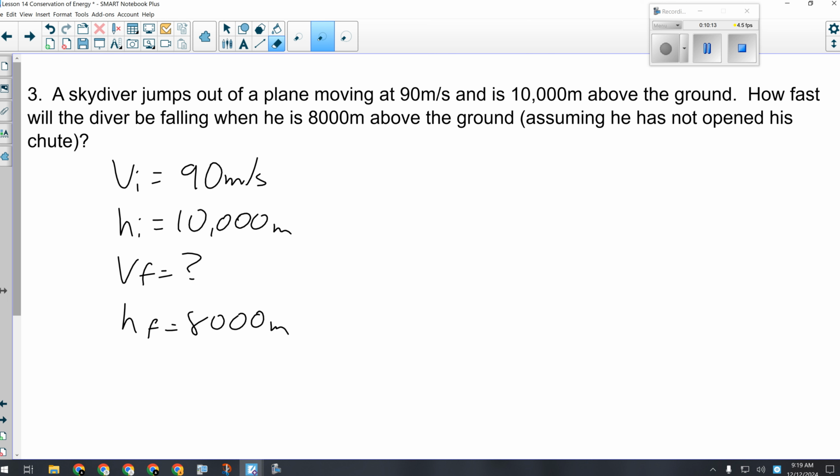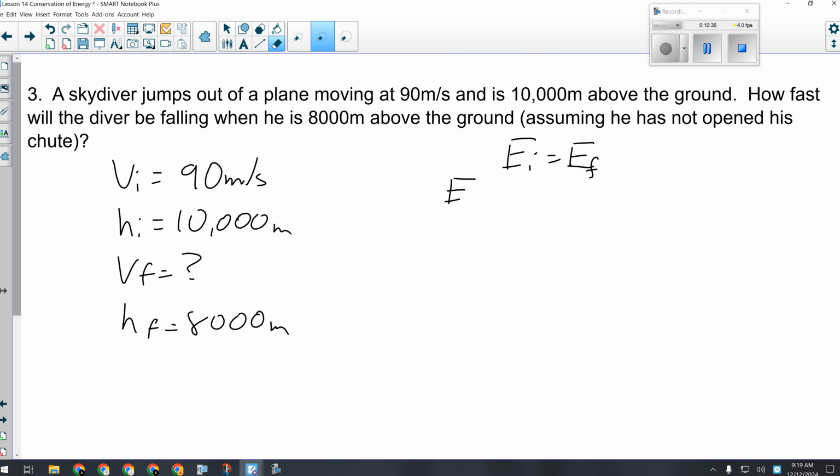All right, so there's our givens. Okay, any work being done? No, that's the reason why they said he didn't open his parachute. Once you open your parachute, you don't fall as fast. In fact, you don't accelerate. You fall at a constant velocity when your parachute is open. Okay, so EI equals EF, right?